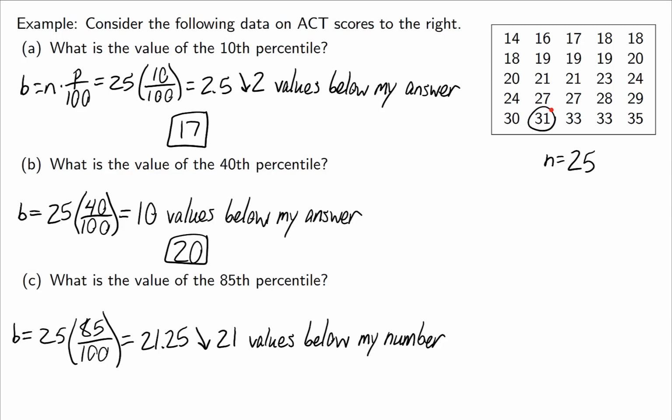There's my number. So you're always going to count off the number that are below, and then the final one, the next number in the list, is your answer. So in this case, 31 is at the 85th percentile.